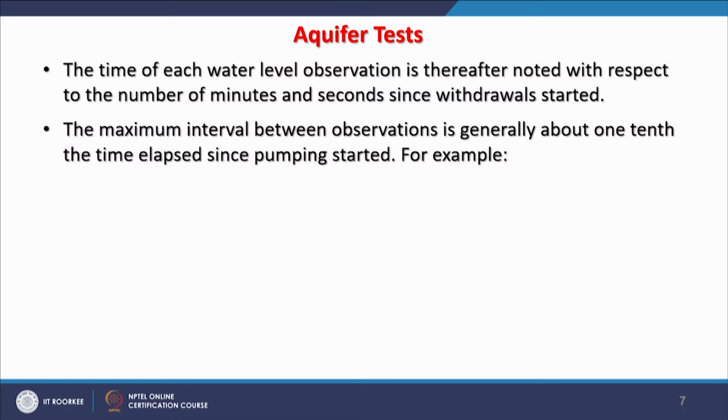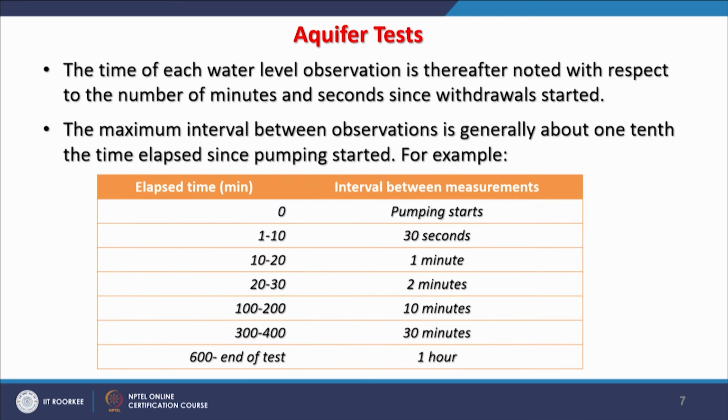So, the maximum interval between observations is generally about 1/10 of the time elapsed since pumping started. For example, see the elapsed time. Initially pumping started at 0 minutes, then from 1 to 10 minutes the interval between measurements is 30 seconds, 10 to 20 minutes, 1 minute, and it goes on, and at 300 to 400 minutes the interval between measurements can be 30 minutes. Because at this stage, once the elapsed time has become larger, the measurements can be done at longer intervals, rather than at the first 1 to 10 minutes stage where they are done every 30 seconds.